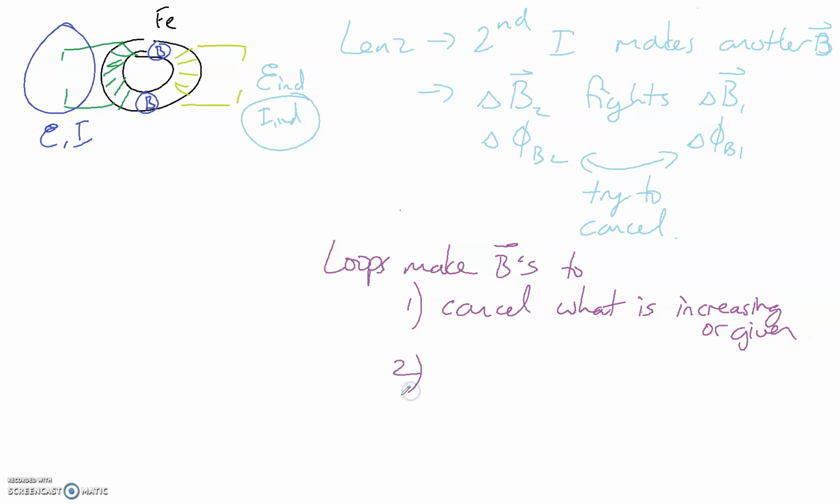Okay, so it's going to make magnetic fields to cancel out what is increasing or becoming stronger or is being given to it, or it'll make a magnetic field to make up what is lost. Okay, so if it's losing dots, it's going to make dots to compensate. If it's losing field up, it's going to make some up to compensate. So it's all about canceling what's being given or making up what's being lost. And that's the basic idea behind Lenz's law and that type of stuff.